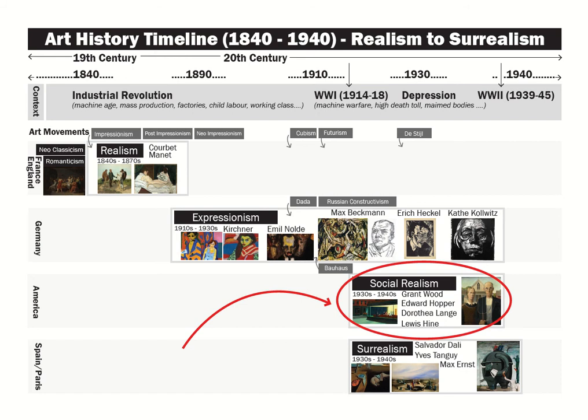After World War I, a new art movement developed which explored realism in yet another way, called social realism. This art movement occurred mostly in America and was particularly popular in the 1930s during the Depression. America, as well as the rest of the world, were facing very real economic challenges.